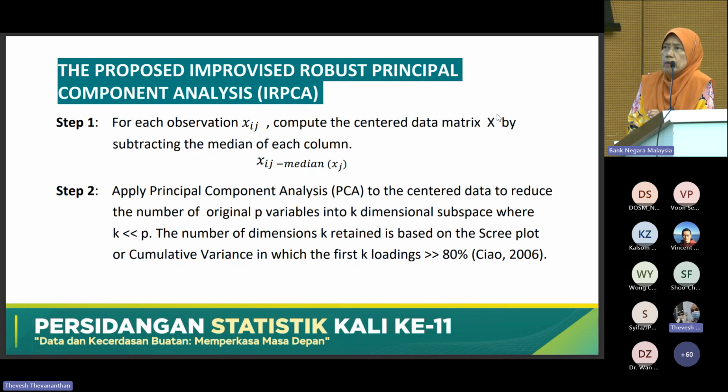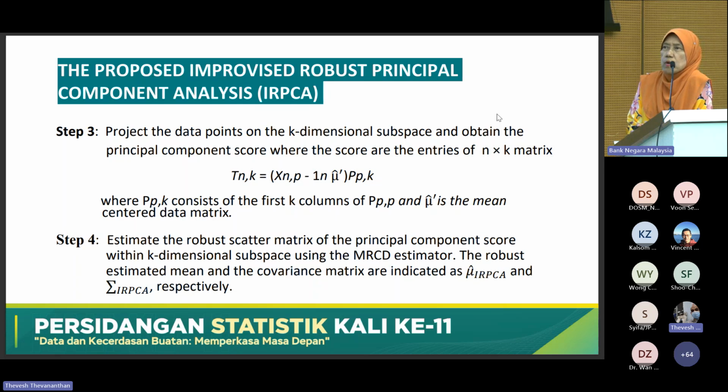So now we want to develop another, better method. First, for each observation, we center the data by subtracting the median of each column. Then we apply principal component analysis to the centered data to reduce the number of original P variables into a K-dimensional subspace, where K is much less than P. The dimension K retained is based on the scree plot or the cumulative variance, in which the first K loadings explain at least 80%. Then we project the data points on the K-dimensional subspace and obtain the principal component scores, where the scores are the entries of an N by K matrix.